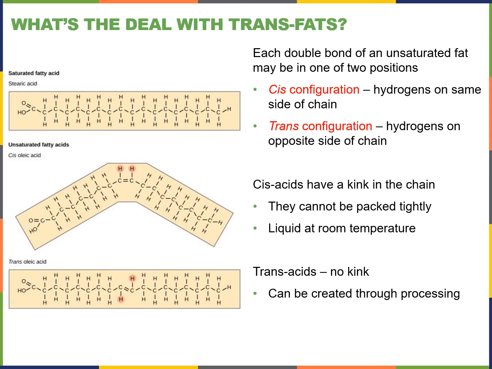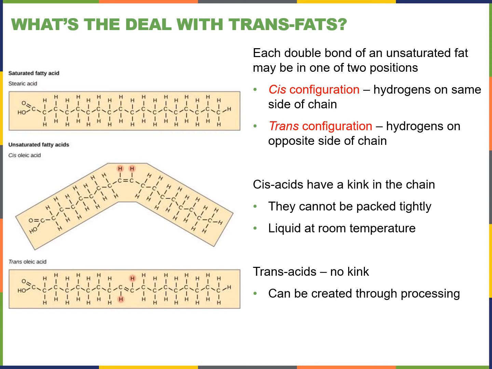Now remember, a carbon-carbon bond is 2 inverted tetrahedrons, unless it's a double bond. Then that's a flat plane. That flat plane can induce the kink depending upon whether or not it's cis or trans.